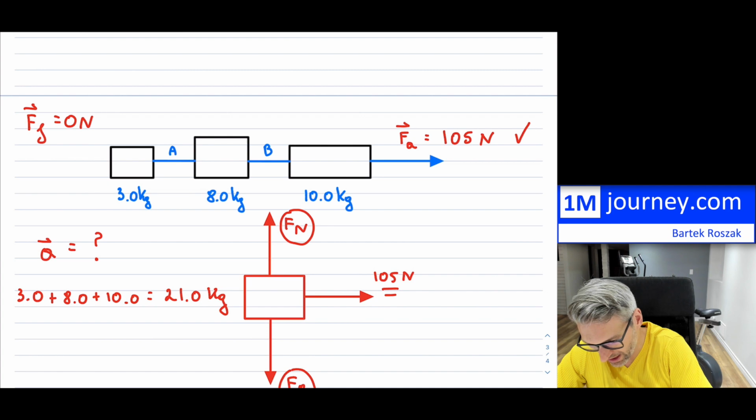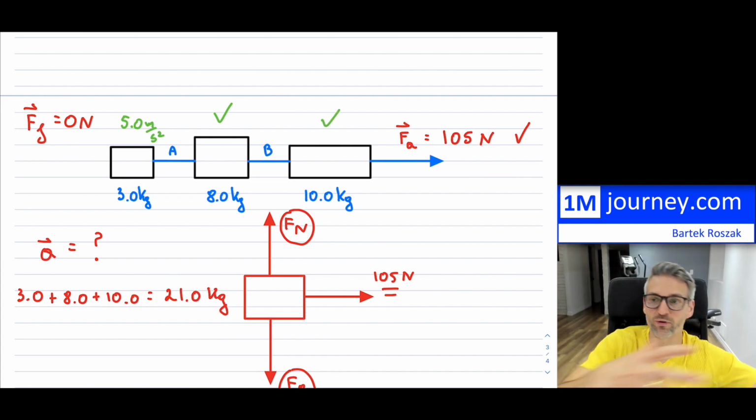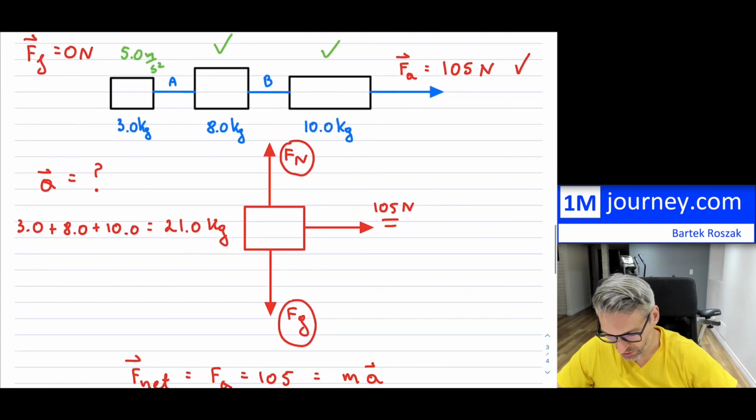So all of them have an acceleration of 5 meters per second squared. This is a check mark here, right? They're all moving at that particular acceleration, if that is the applied force, okay? At least for that point in time. So now what else would we want to be able to know?